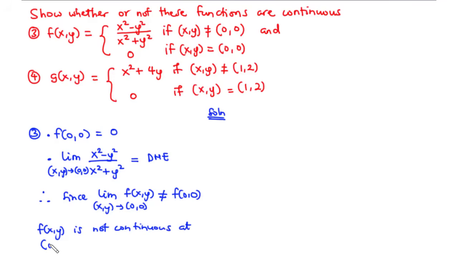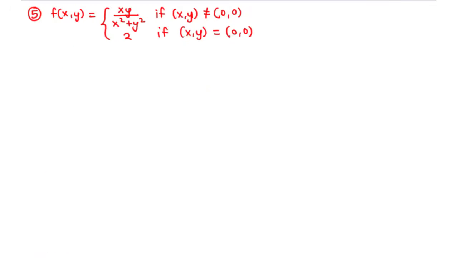At the point 0, 0. Let's try some more piecewise functions. So here we have f of x, y equals xy over x squared plus y squared if (x, y) is not equal to (0, 0), and then 2 if (x, y) is equal to (0, 0). Let's try this example as well.